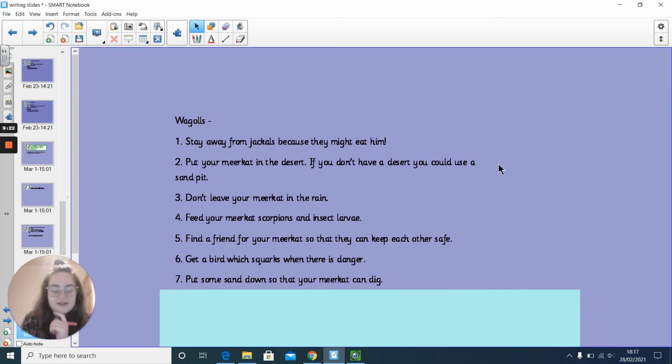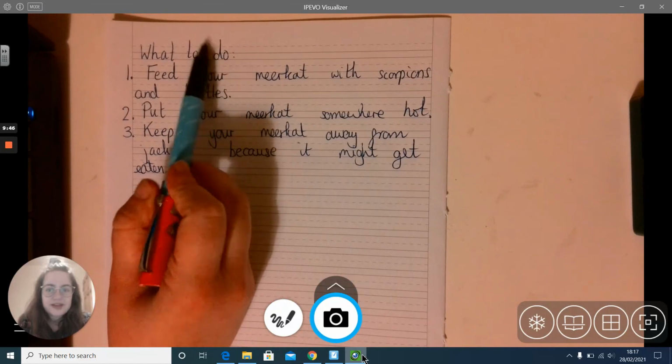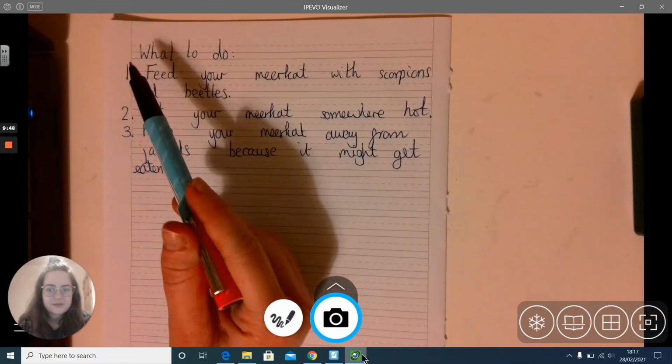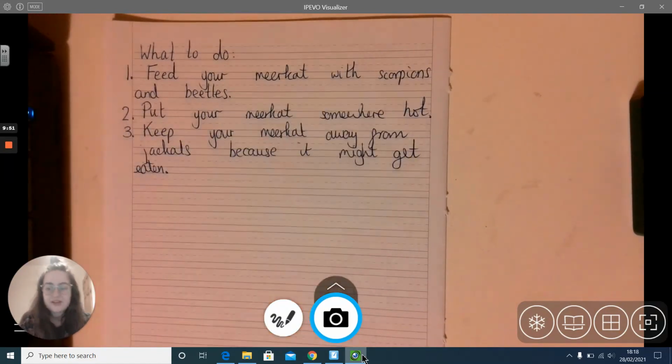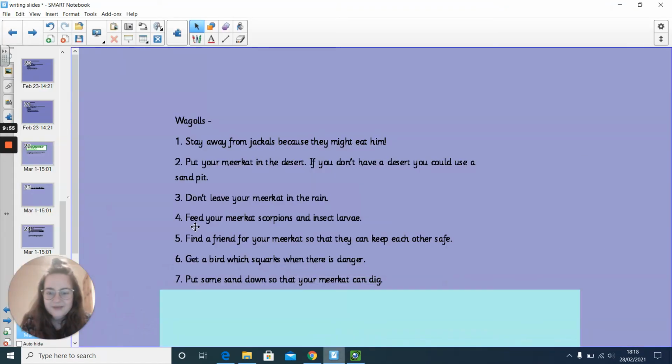For today's challenge, I would like you to have a go. You might perhaps want to use your list of things that Sonny likes and doesn't like to help you with some ideas. Have a go at writing me some sentences that start with imperative verbs, so they are bossy command sentences about how you would tell somebody to look after their meerkat. What do they need to do to look after it? So you are going to, just like me, start with your what to do subheading, and then write each of your commands number 1, number 2, number 3, and see if you can get to 6, please. Things that a person would need to do to look after their meerkat.